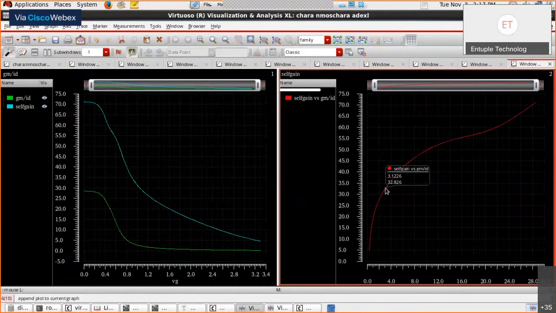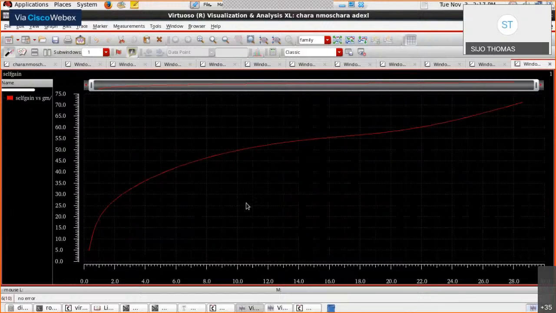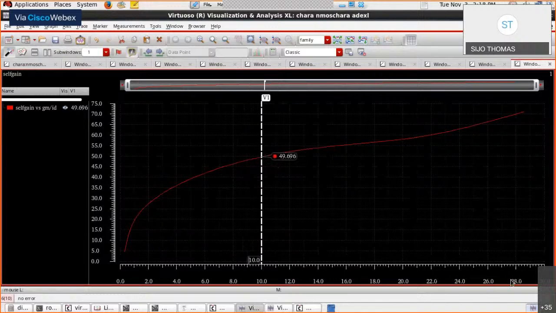Now you have the curve for self gain versus GM over ID. For better resolution, you can send it to a new window. Put a vertical cursor at the calculated GM by ID, that is 10. With the cursor at 10, you are getting a self gain of 49. The gain requirement for the circuit is 5, so we are a decade away from that, and we are good to go.